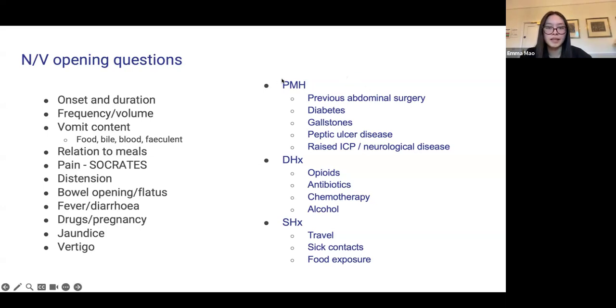Important little bits to ask about as well are if there's been any previous abdominal surgery, if they have diabetes, that could be DKA, gallstones, peptic ulcer disease, and if they have any history of raised intracranial pressure. Then take a drug history, that could be a clue. And with nausea and vomiting, travel's a bit more relevant. There could be gastroenteritis, and also food exposure, sick contacts, so social history, and those points.